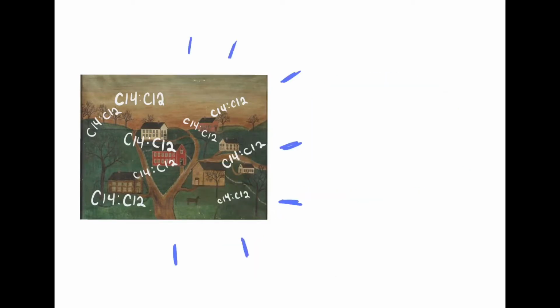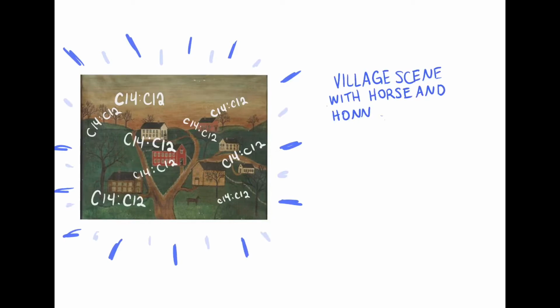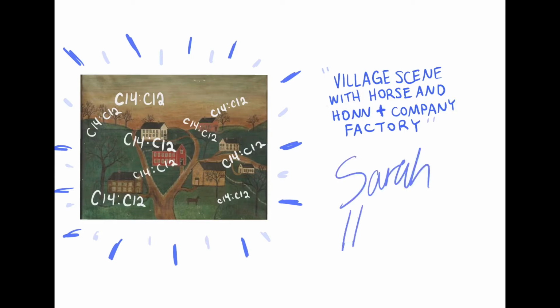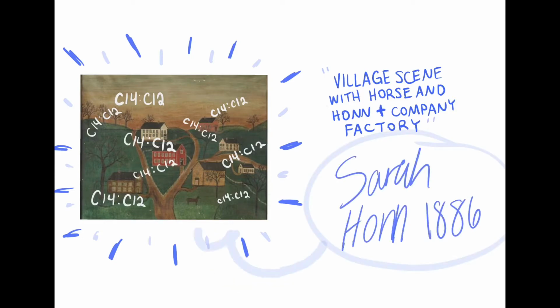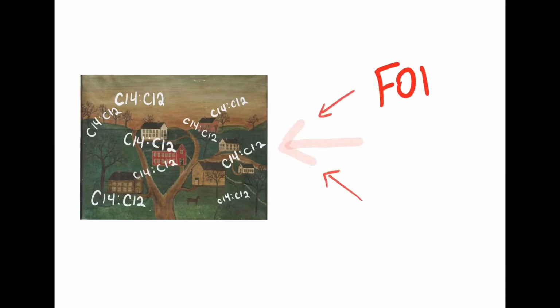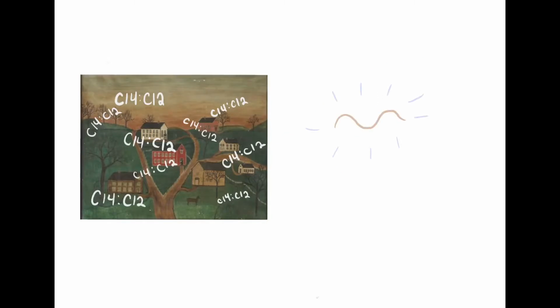Scientists recently put the advancement of methods in radiocarbon dating to the test on this painting, Village Scene with Horse and Hahn and Company Factory. This piece, which is signed and dated Sarah Hahn, 1866, is a known forgery done by forger Robert Trotter. With new technology, now samples as small as a single thread from a canvas are usable and accurate.